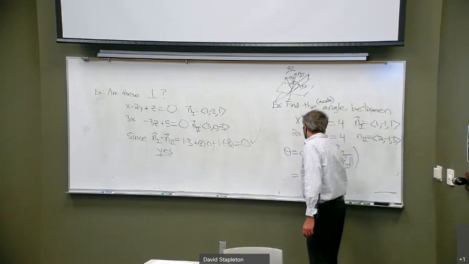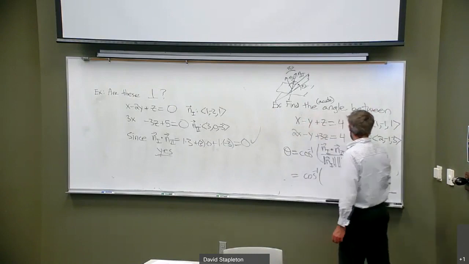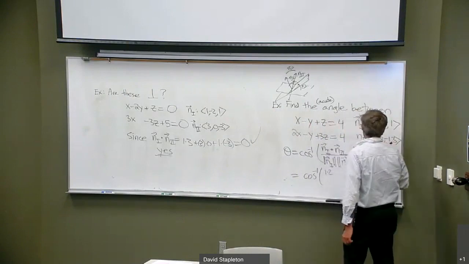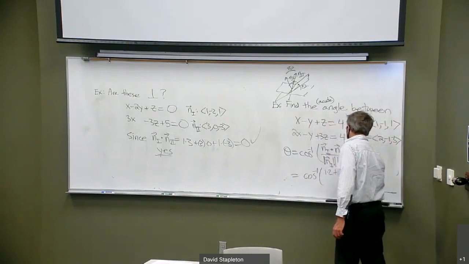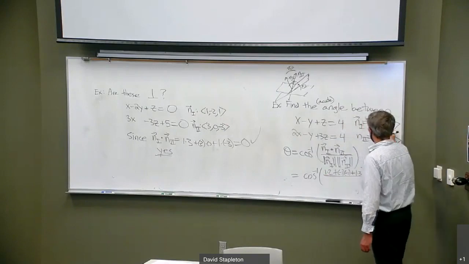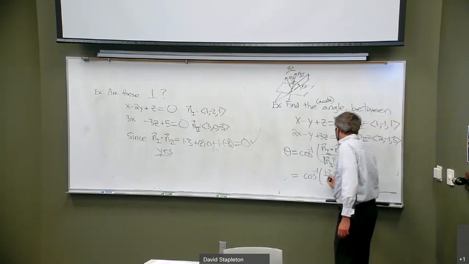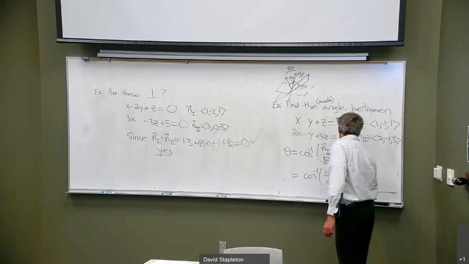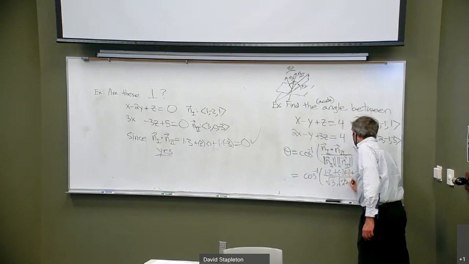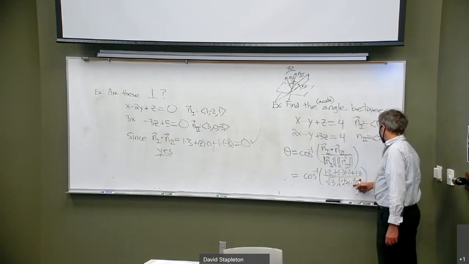So let's see. n1 dot n2 is 1 times 2 plus minus 1 times minus 1 plus 1 times 3. And then the length of n1 is the root sum square of its components. Oh, that's evidently square root of 3. And the length of n2 is the root sum square of these: 2 squared plus minus 1 squared plus 3 squared, square root, right? Which is square root of 14.